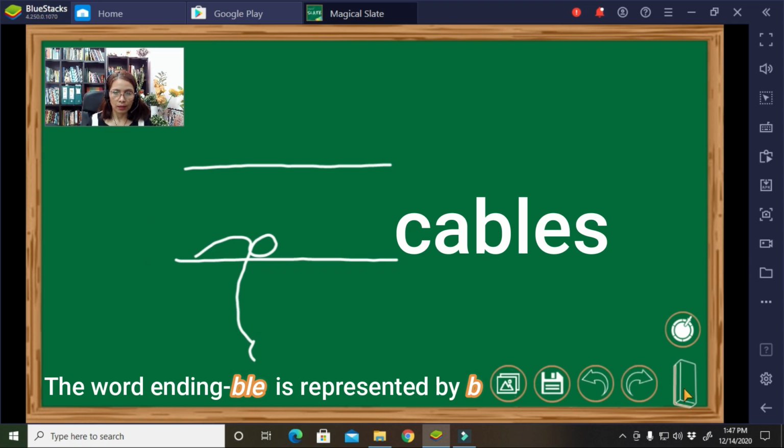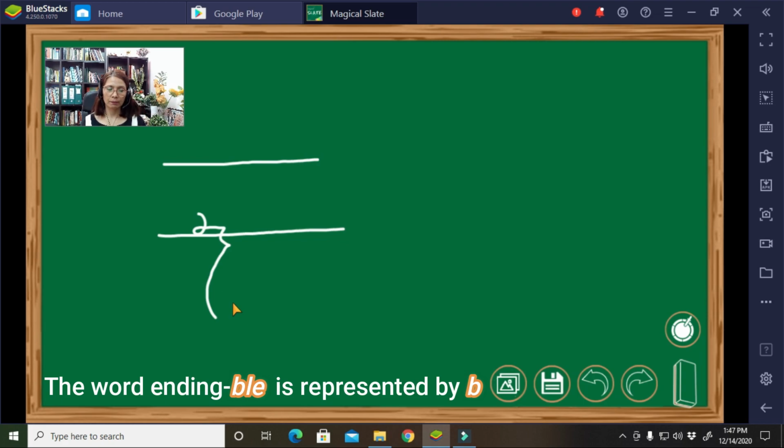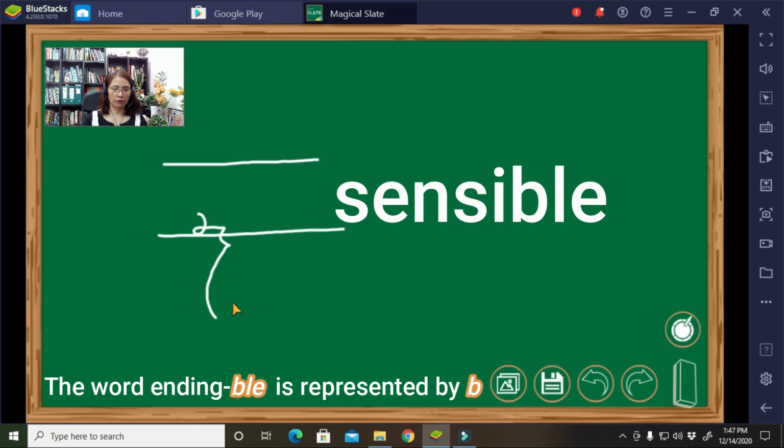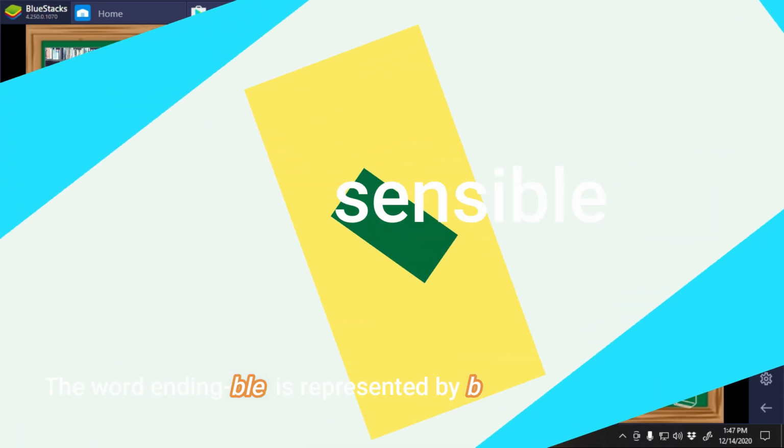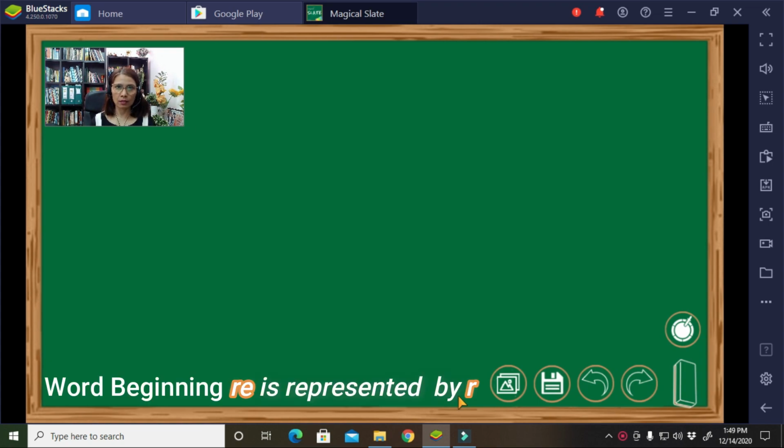One more example. The last one. Can you read this one? We do have the right S or the comma S, a small circle, and a straight short forward line, and a comma S. Then the word ending B. The word now is sensible. Very good.